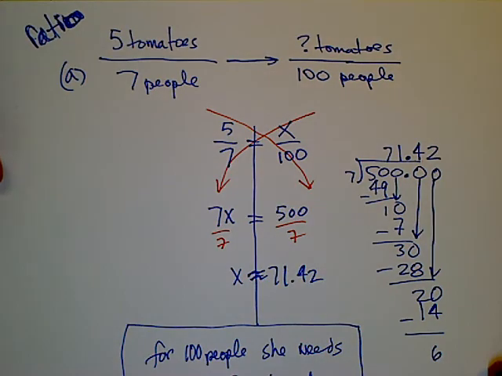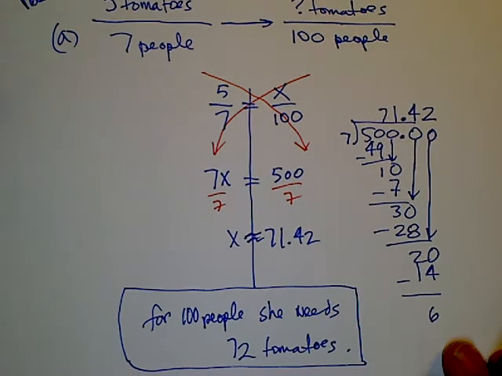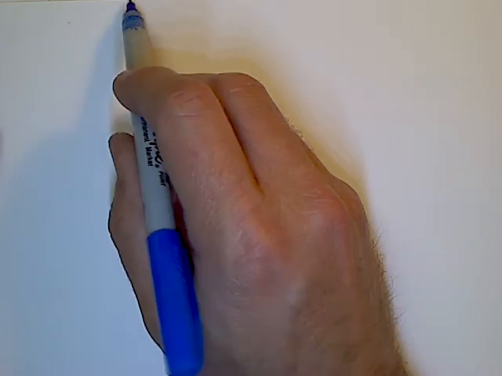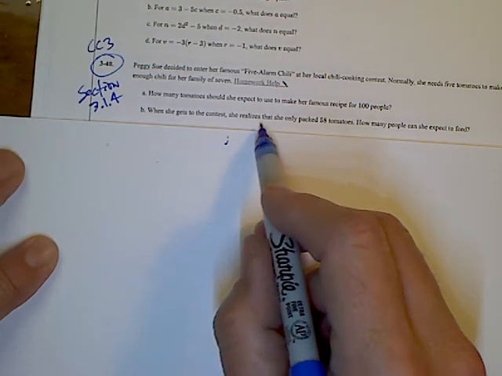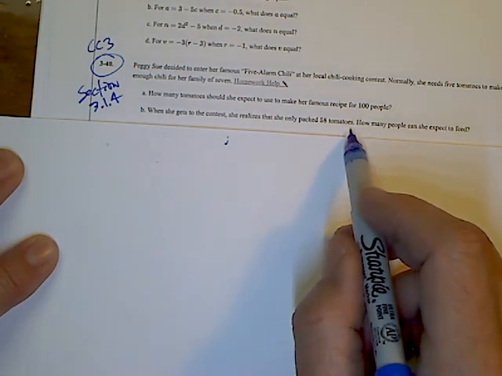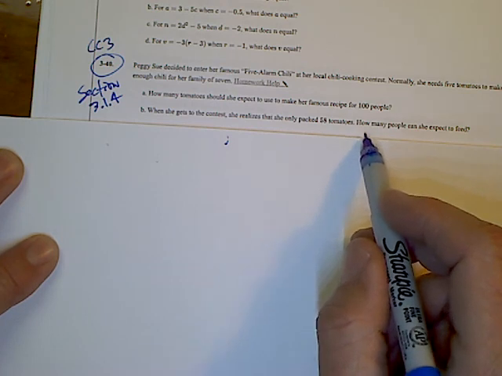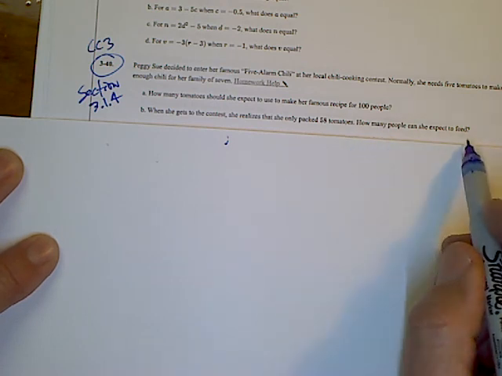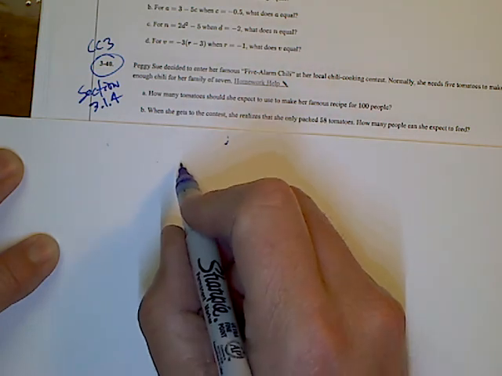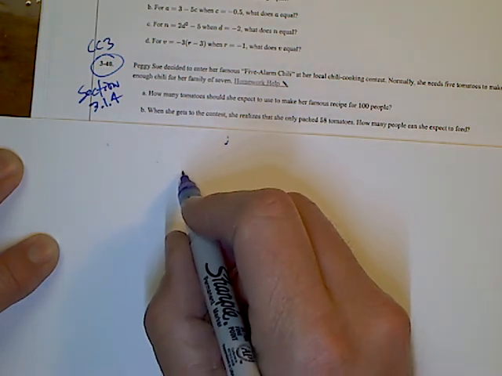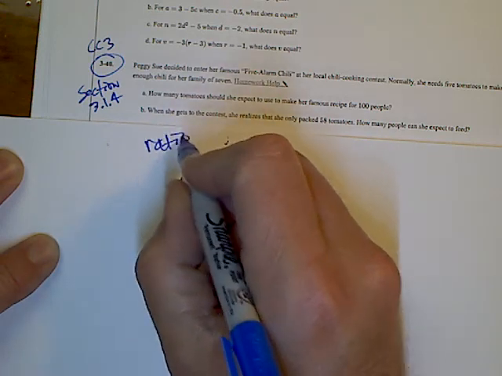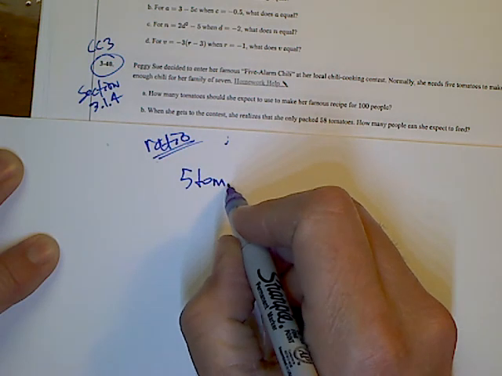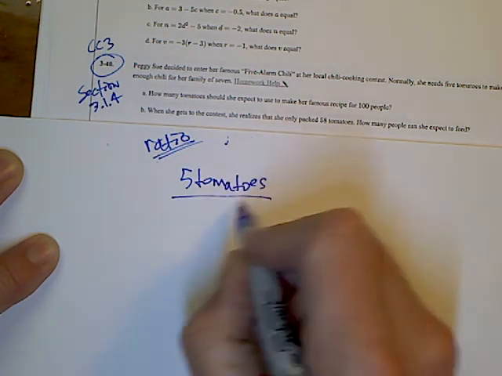So how do we do B? B says, when she gets to the contest, she realizes that she only packed 58 tomatoes. She needed 72. She only packed 58. So how many people can she expect to feed? So again, our original ratio was 5 tomatoes for 7 people.